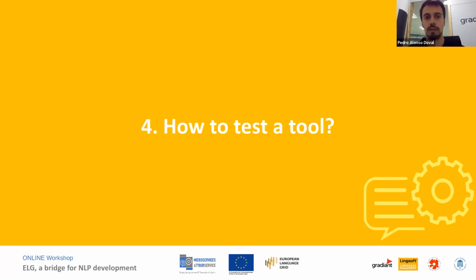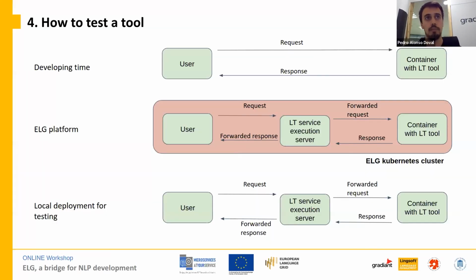Okay, now we're going to jump a bit back to this testing I mentioned, because this is the reason we require this checking. During development time, probably this will be the common case where the user makes a request to the tool and it answers. This tool can be executed as Python or Java or whatever program, or it can be already Dockerized, but it's a direct request. In the ELG platform, there will be an intermediate service execution server that is the one that will receive all the requests and forward each request to the container of the tool that the user wants to use. And the same with the response. It acts as a proxy.